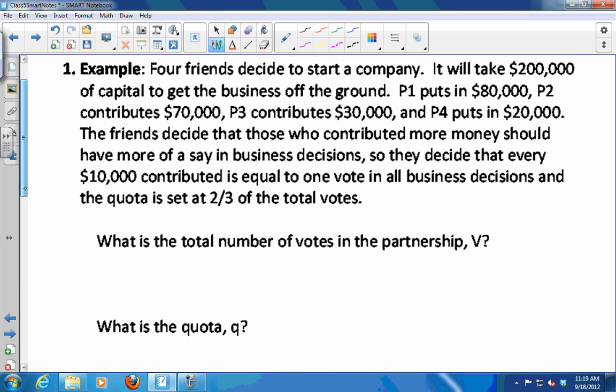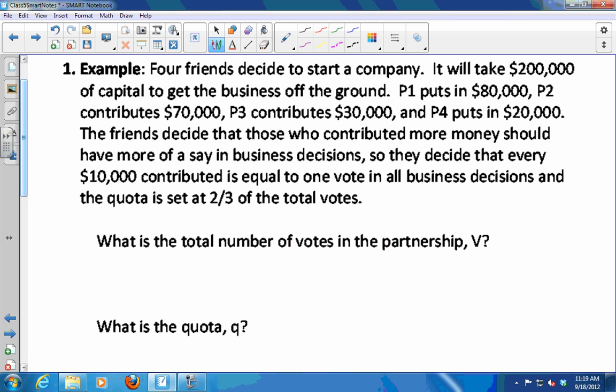So here's an example. We have 4 friends. They decide to start a company. It's going to take $200,000 of capital to get the business off the ground. Player 1 puts in $80,000. Player 2 contributes $70,000. Player 3 contributes $30,000, and player 4 puts in $20,000.